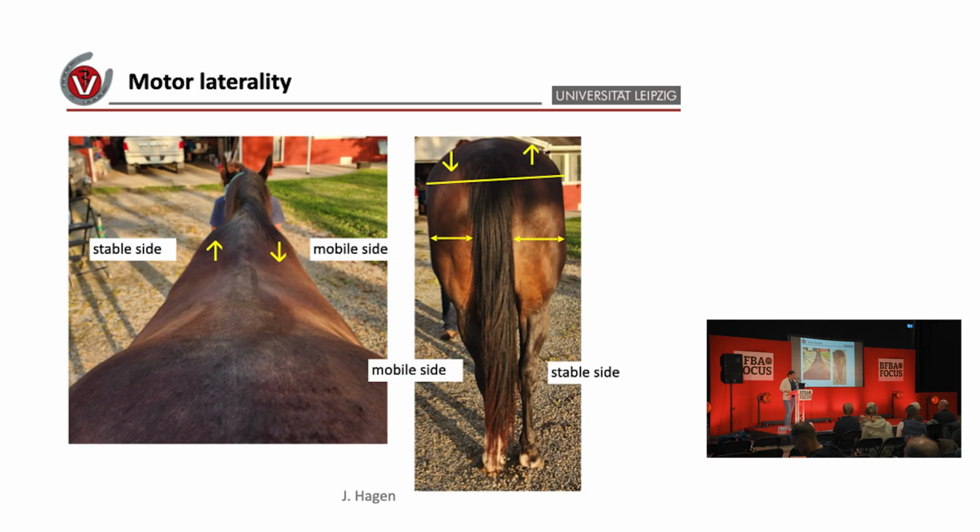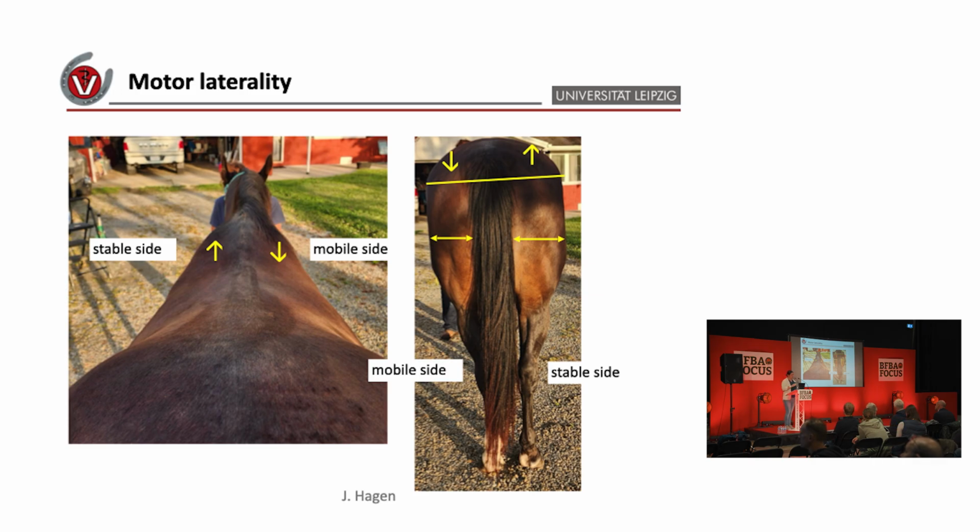So we call it the mobile and stable side. That means on the stable side we have more tonic muscles. Tonic muscles are muscles which have a muscle tone the whole time. For example, your neck muscles work against gravity, so they are always more or less on. While, for example, your arm muscles can be very loose. You just use them for basic movements, so that means motion up and down or flexion and extension.